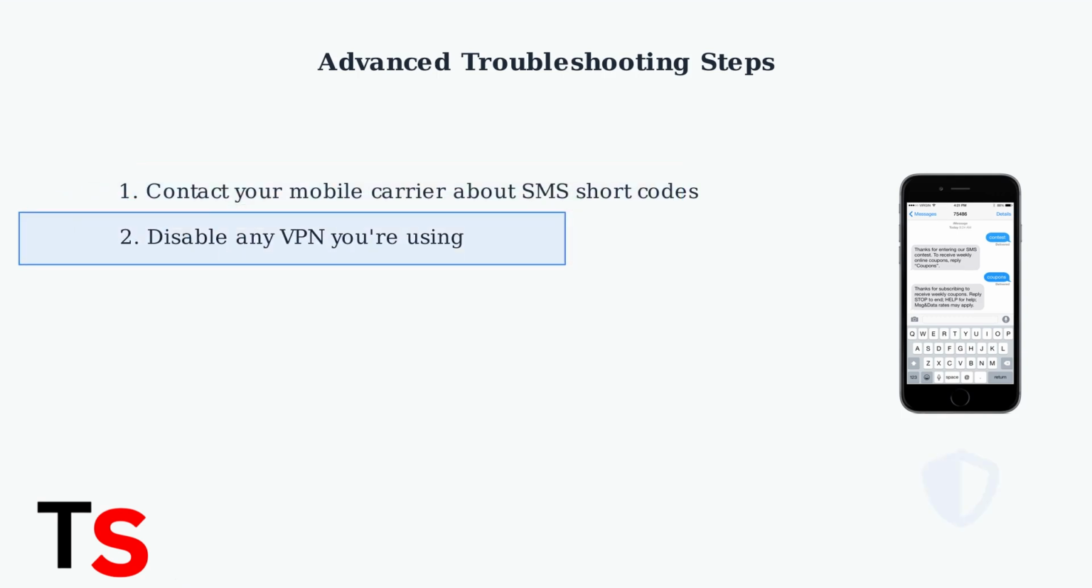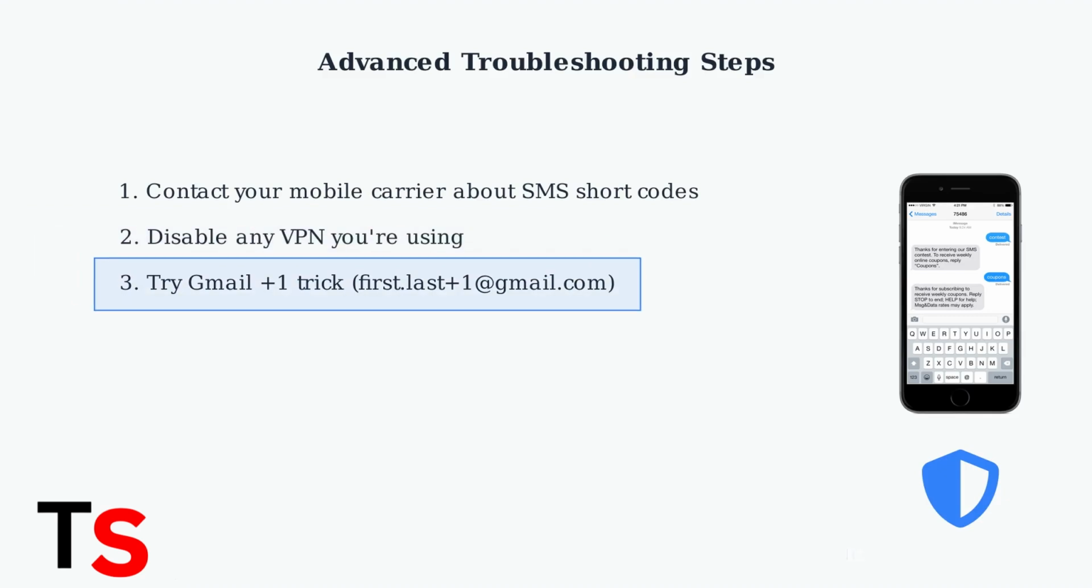Second, disable any VPN you're using. VPNs can interfere with location-based verification systems and cause codes to be blocked or delayed. Third, try the Gmail +1 trick. Add +1 to your email address when requesting the code. This creates a unique email alias that sometimes bypasses delivery issues.